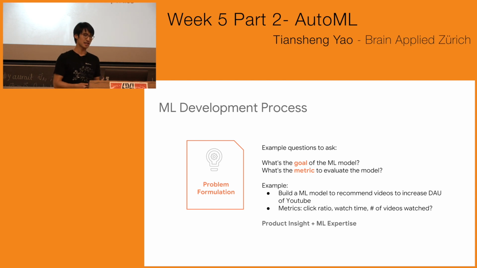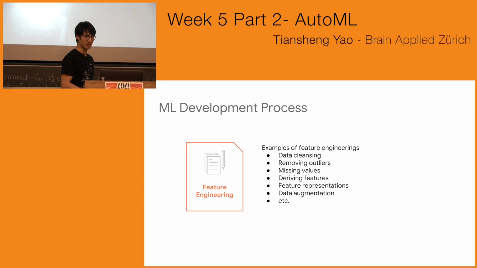So this step involves a lot of product insight and ML expertise. But I would say the emphasis is more on product insight, like knowing what you are going to evaluate. ML expertise only helps with whether this metric is measurable, or can be formulated as some objective function you can optimize. And then we have the feature engineering part.